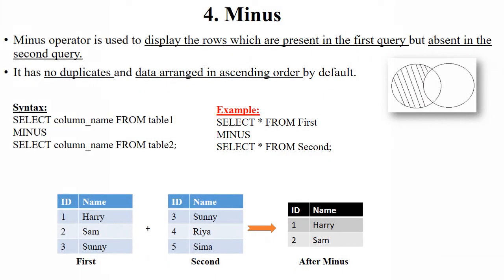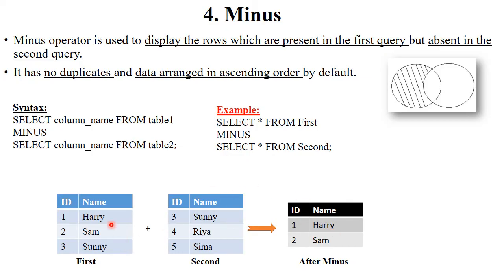Next. The next operator is the minus operator. The minus operator is generally used to display all rows from the first table that are absent from the second table. That's why we use the minus operator. And it has no duplicate data, and data is always arranged in ascending order. How? See here in this example. That is your first table, that is your second table, right? Now how to apply the minus operator? Select star from first minus select star from second. When you execute this query, your result will be this.